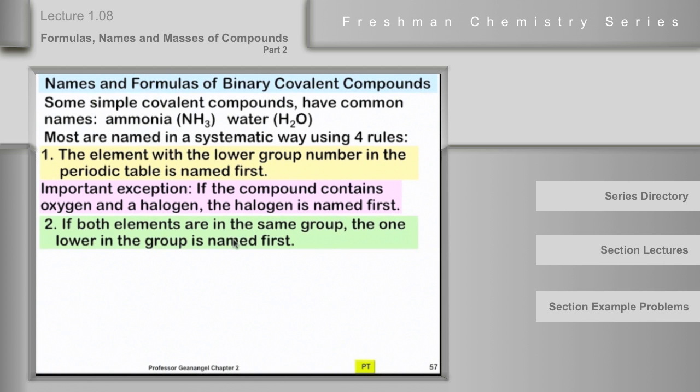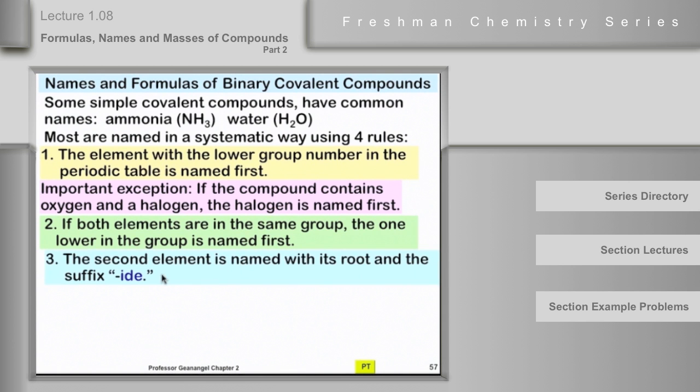If both elements are in the same group, then the one lower down in the group is named first. And the second element, then, once you decide who's on first, is named with its root and the suffix IDE, just like it were an anion, even though it's not. These are covalent compounds. Okay.